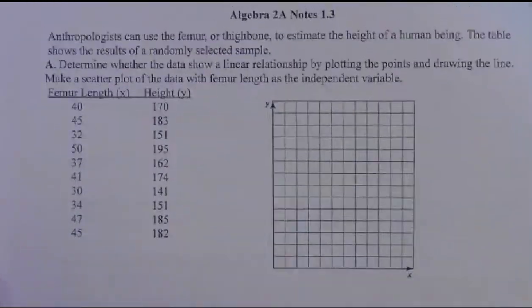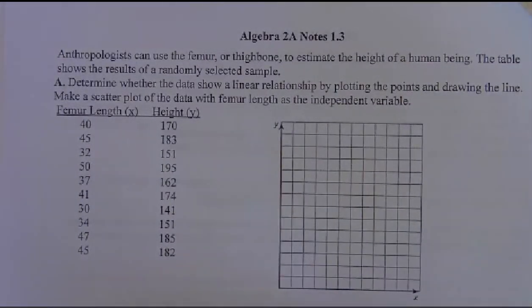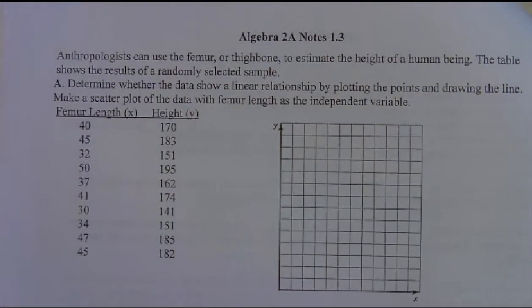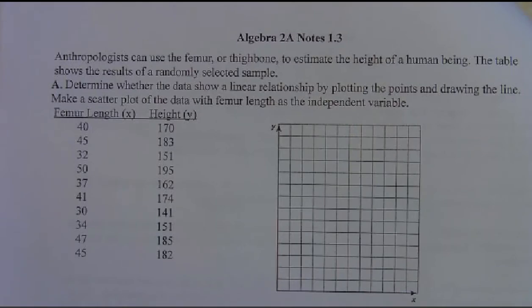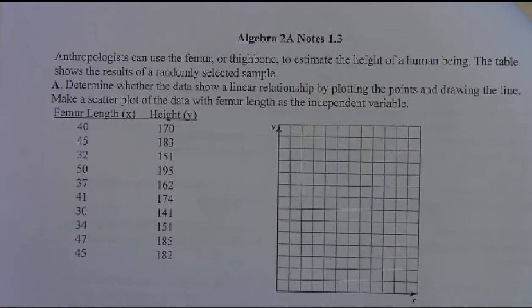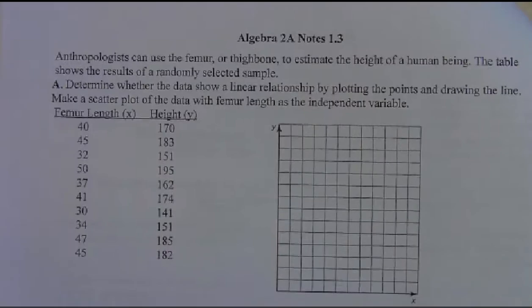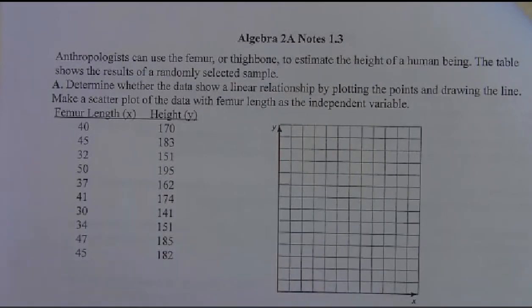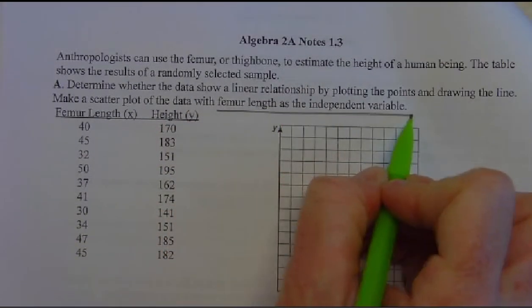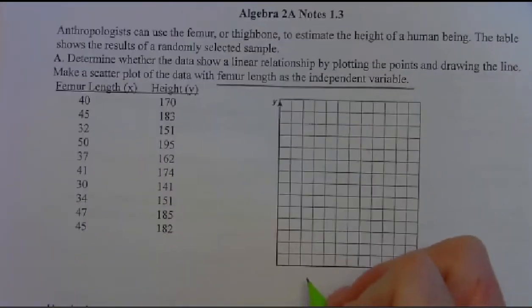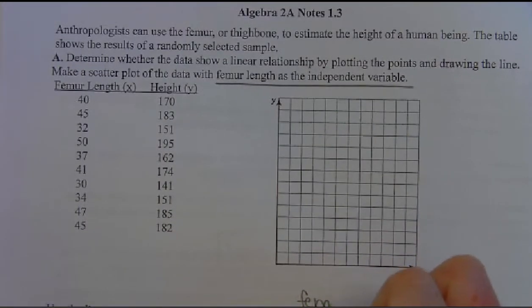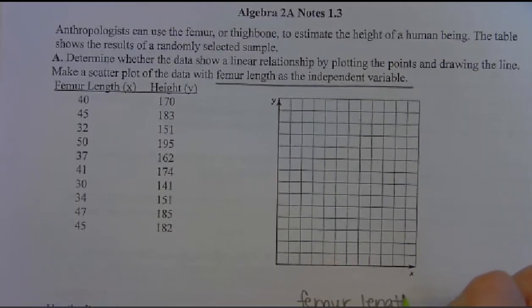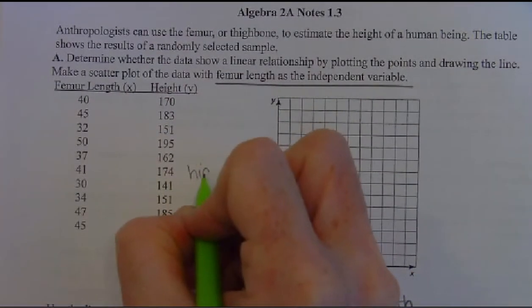All right, we're going to try one example to start. It says anthropologists can use the femur, or thigh bone, to estimate the height of a human being. The table shows the results from a randomly selected sample. Determine whether the data shows a linear relationship by plotting the points and drawing the line. Make a scatter plot of the data with the femur length being the independent variable. So the first thing they tell us is that the femur length is your independent variable, or your x. Down here at the bottom, we are going to put femur length. And along the side, this is going to be our height.